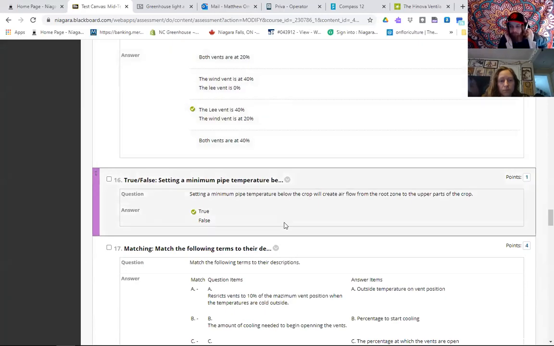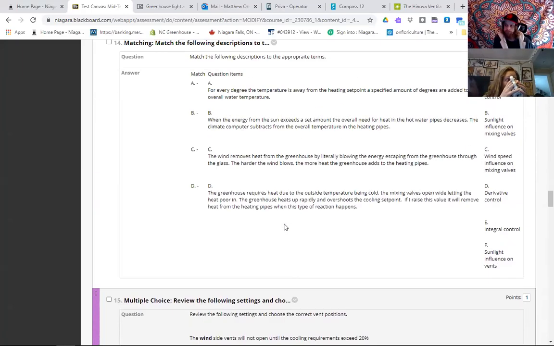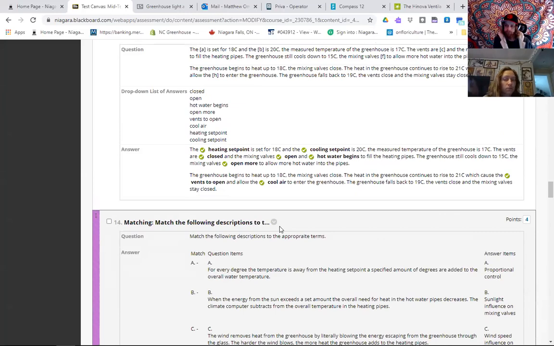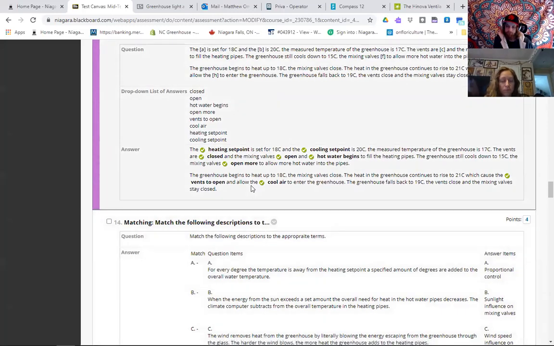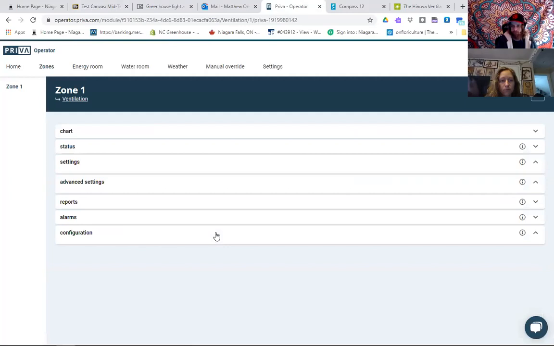Those were the 3 questions that I wanted to review just to make sure that everyone got them. And I did want to chat about VPD to make sure that everyone understands what that term actually means. Okay, we're good with that. Cool. So we can look at the, so this is your Priva operator, the ventilation settings.